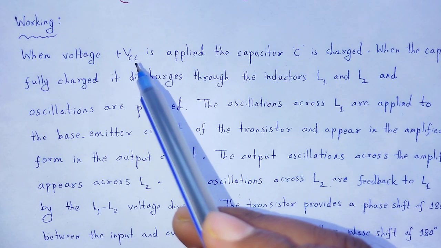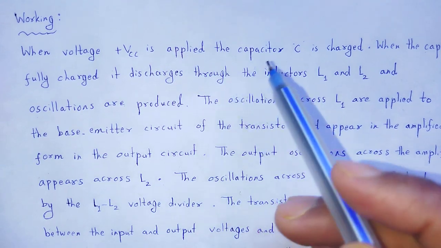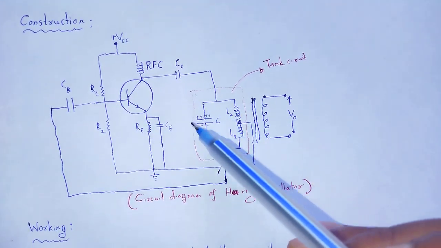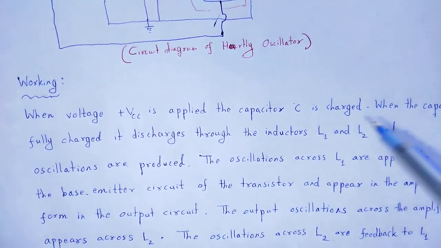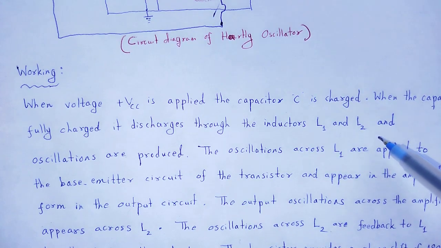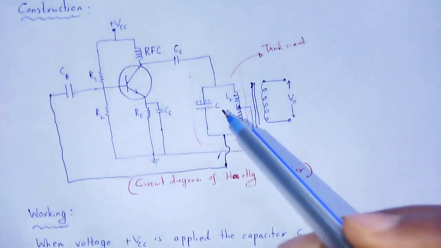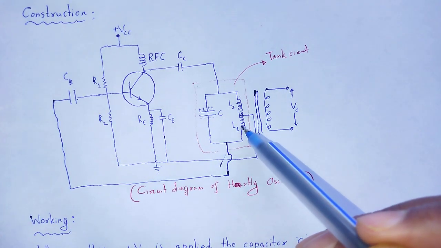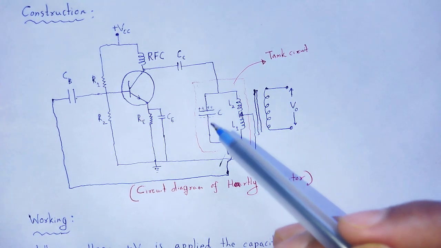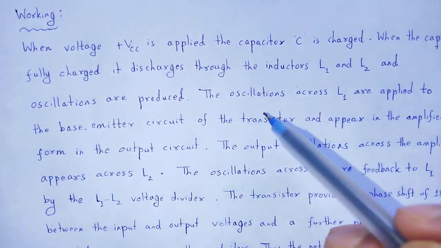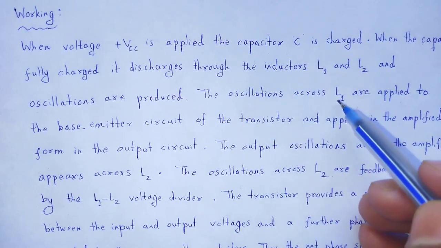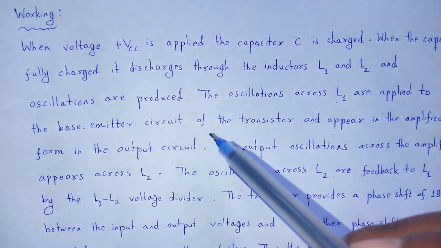When voltage plus VCC is applied, the capacitor C is charged. When the capacitor is fully charged, it discharges through the inductors L1 and L2, and the oscillations are produced.